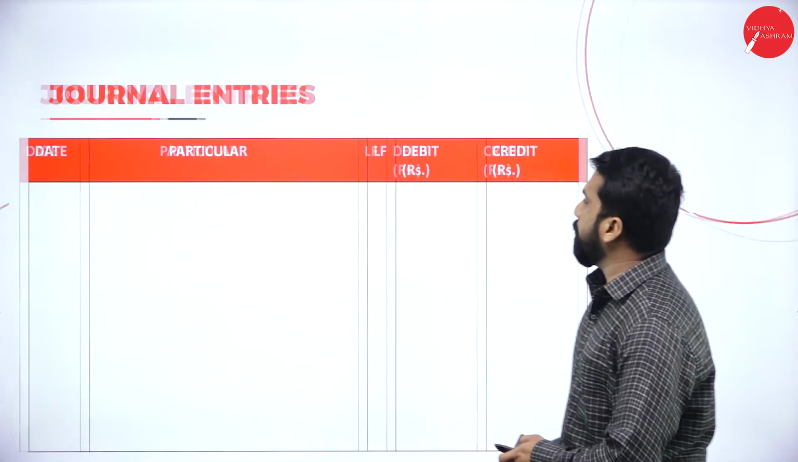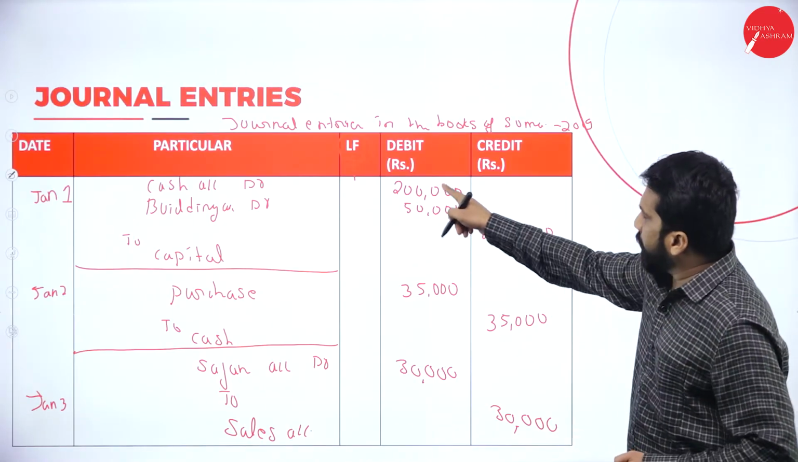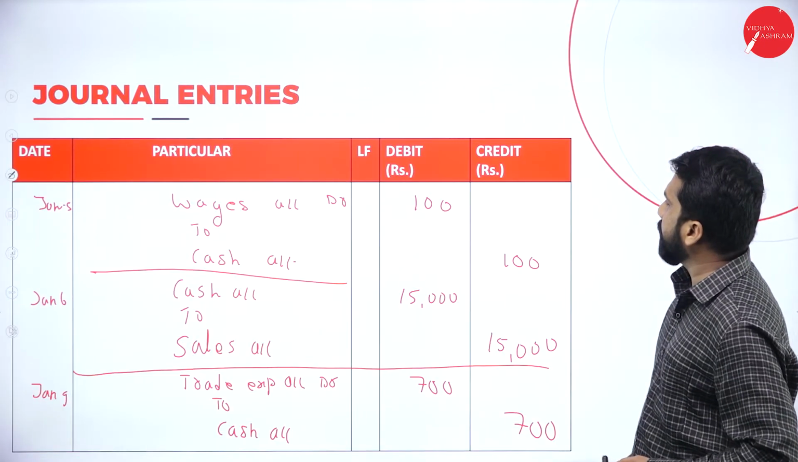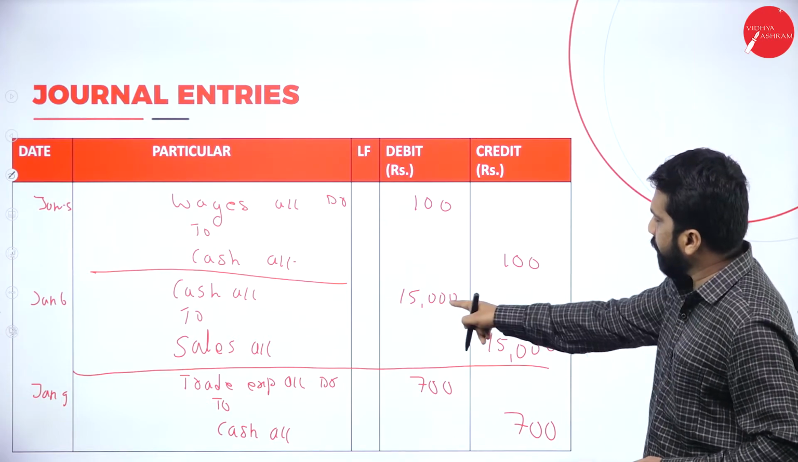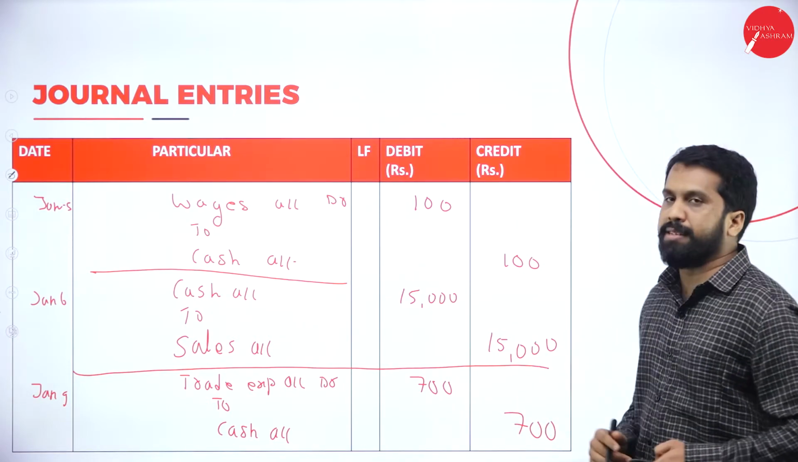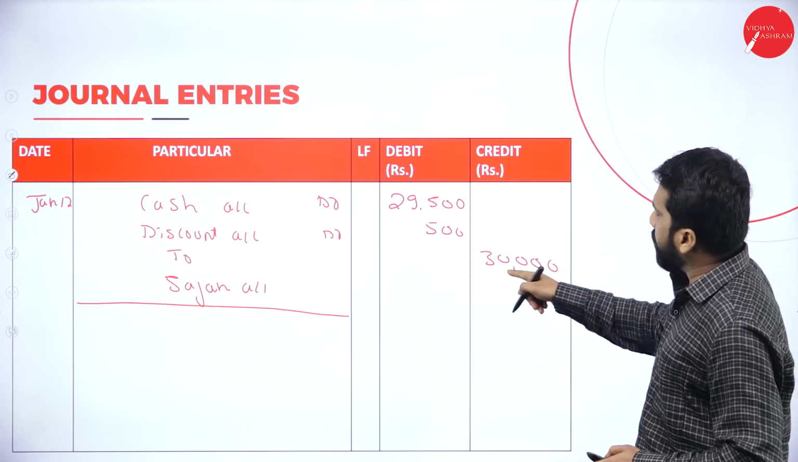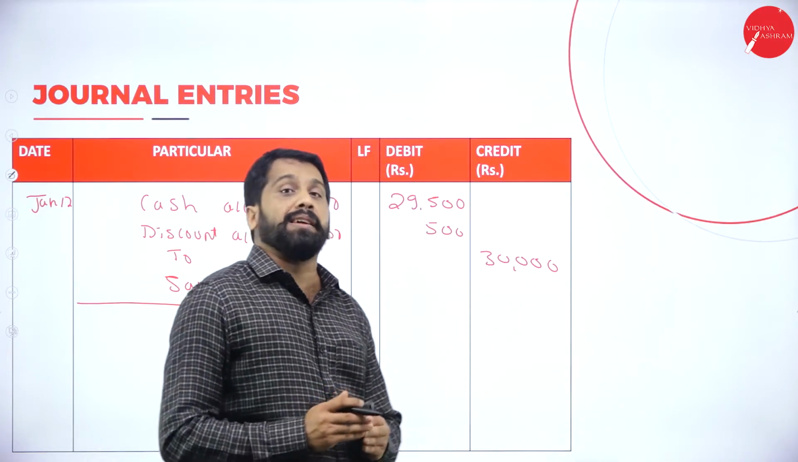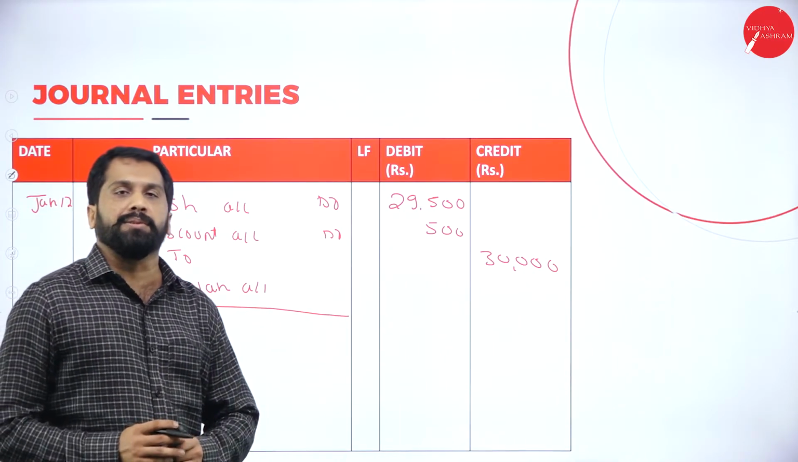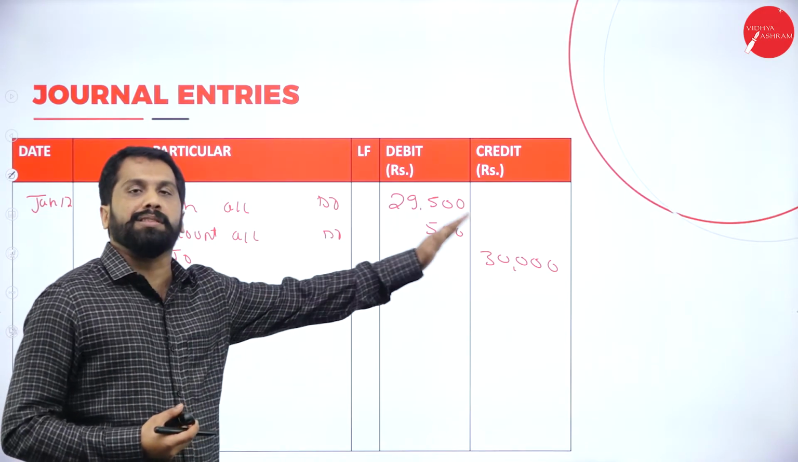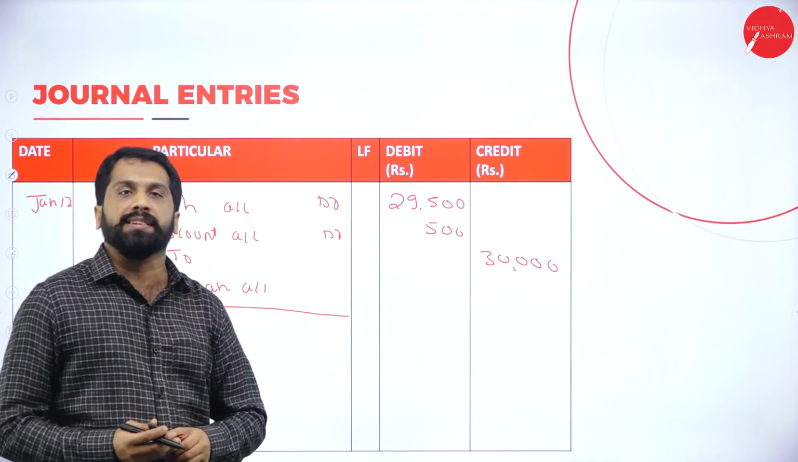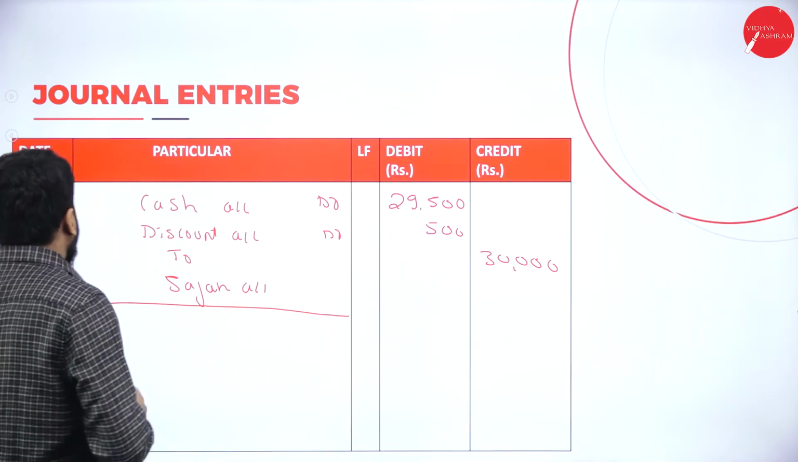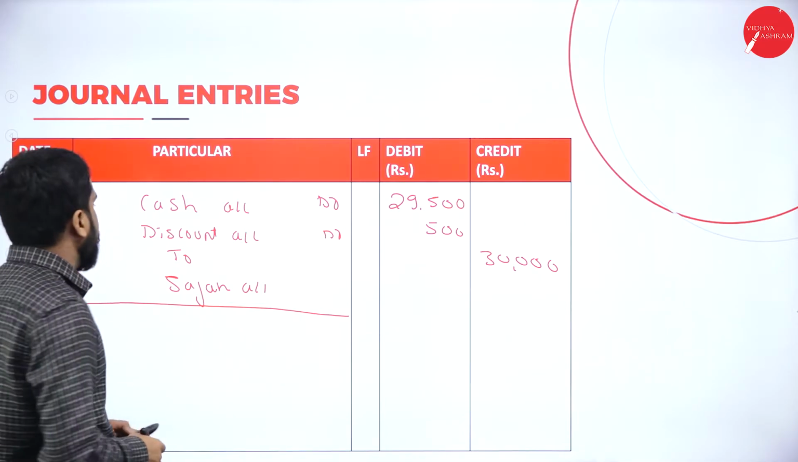Remember, I'll go back to your previous entries. See, 2,50,000, 2,50,000, 35, 35, 30, 30, 100, 100, 15,000, 15,000, 700, 700, 30,000, 30,000. Always remember, your debit side total should match your credit side total. If on this side you have some amount and on that side you have a different amount, it means your journal entry is wrong. Always it should match. Now, we'll go back to your next one.